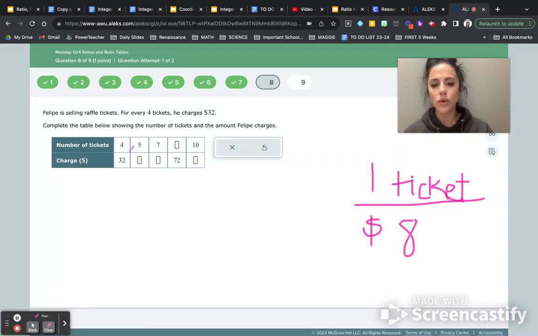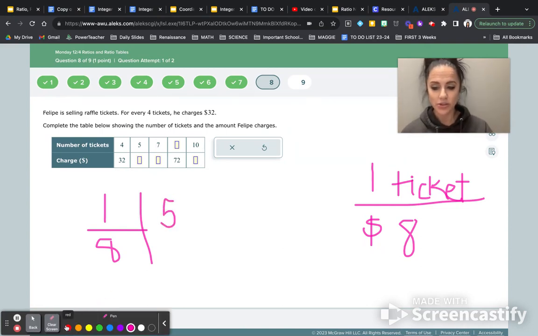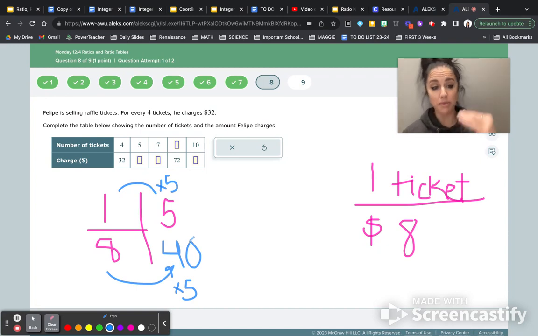Okay, so if 1 ticket is $8, how much is it going to cost for 5 tickets? Well, I can go through and just use this ratio, and I'm going to say instead of 1 ticket, I have 5, right? So you're just using equivalent rates every time. So 1 times 5 gets you 5. So that means you have to do the same thing to the cost. Take that cost and multiply it by 5, right? So 5 tickets is going to cost you $40.